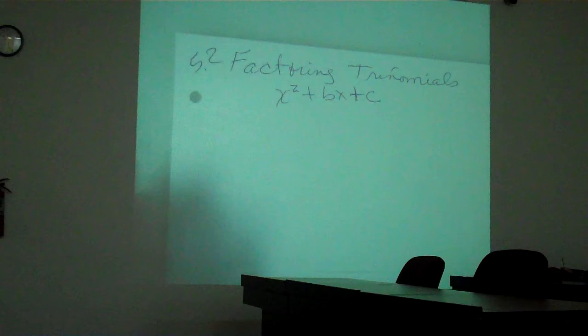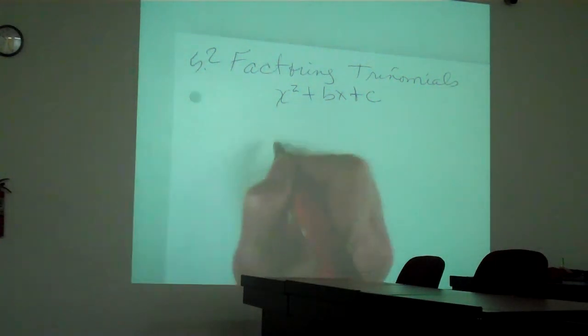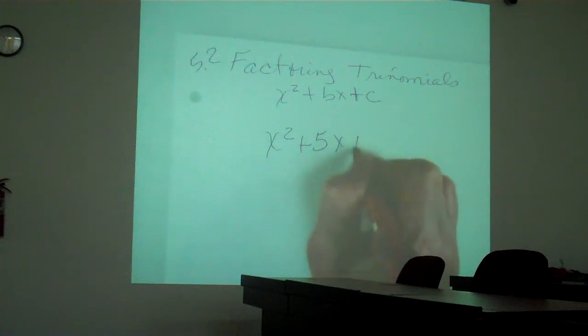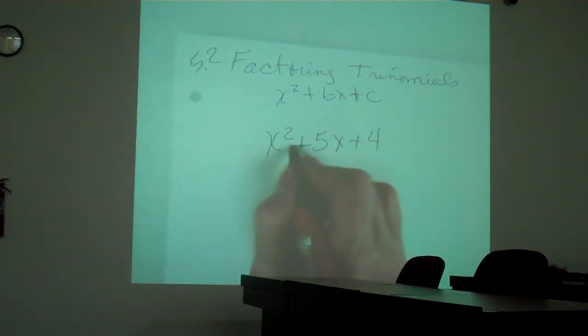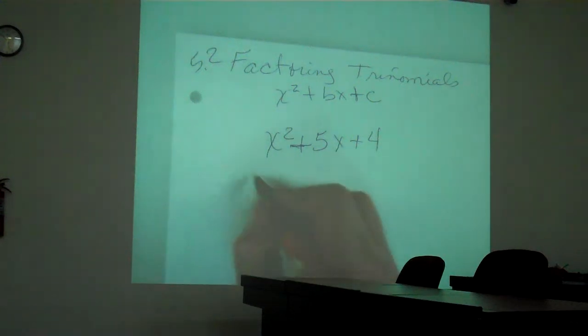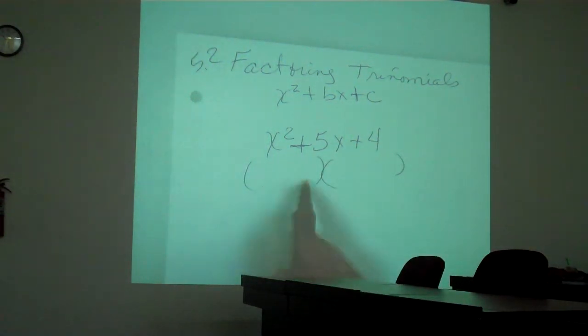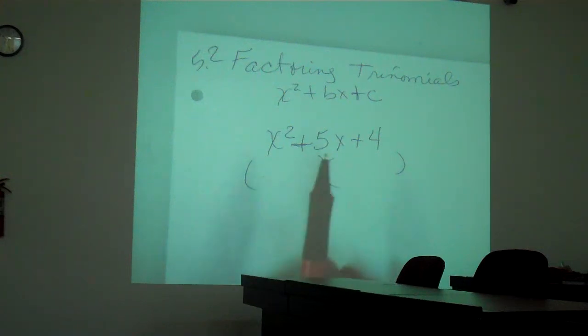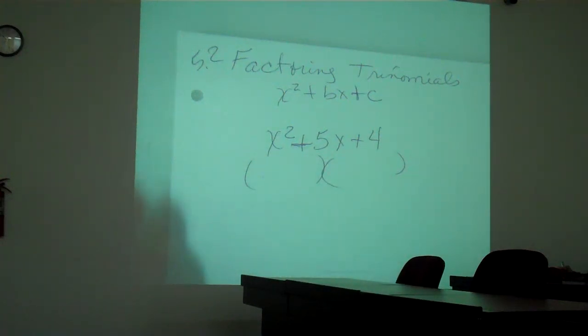Okay, if you're factoring x squared plus 5x plus 4, this is going to factor into two binomials. You're going to have x plus or minus something and x plus or minus something. Remember when we had two things and we FOILed it, we multiplied it? Well, we're going to go backwards, and from what we FOILed and reduced down to, we're going to go back to the binomials.